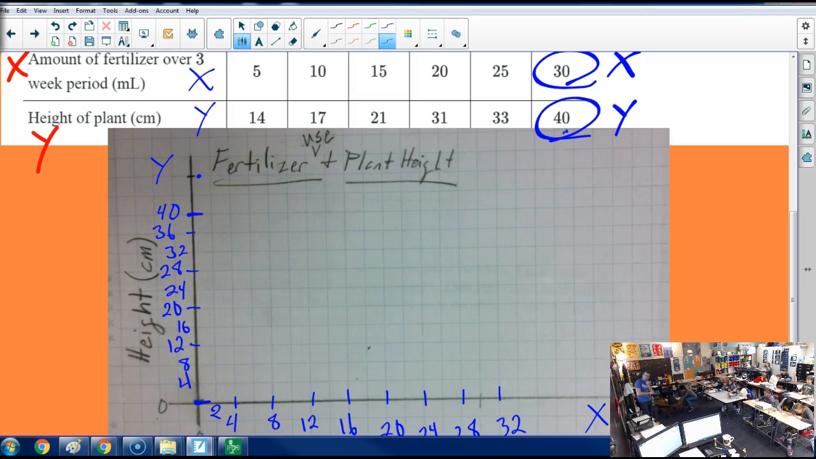So then I'm going to start plotting my points up here. But once you have your axes, don't look up here. Just try to plot your points on your own, and then look up here to verify. Well, I guess you have to look up here for the data. Yeah, my bad.